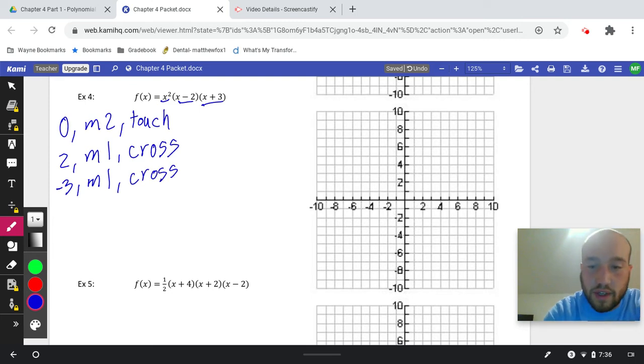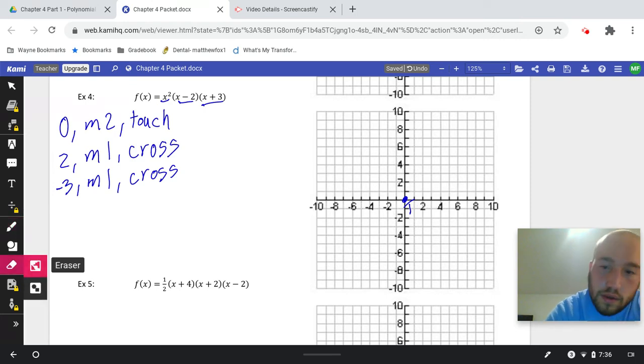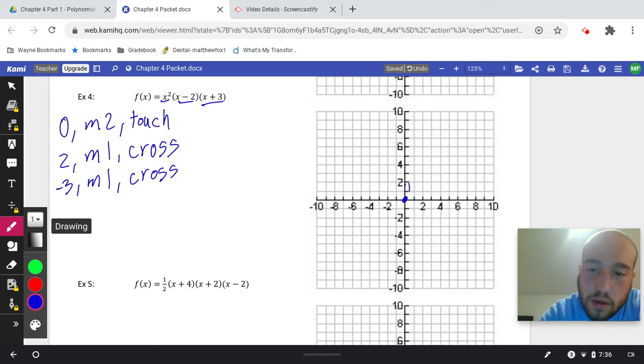So I'm going to go ahead and plot these at 0, 0. We know it's going to touch at 0. Let me put that right here. At 2, it's going to cross. And at -3, it's going to cross.